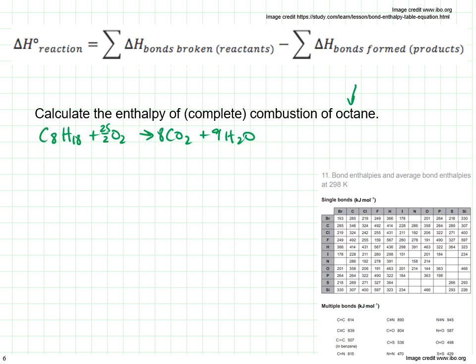I'm going to leave it here instead of scaling everything up because I do want to do this per mole of octane. I don't want 2 octanes here, I only want 1 octane. So we're going to keep that fraction in there. So I know that I need to break some bonds in my reactants.